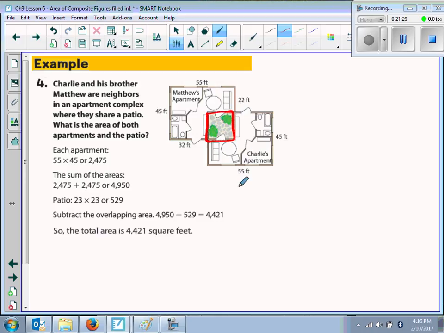Okay, so if you look here, the area of their apartments are the same. So each apartment is 2,475 feet squared. There's 2 of them, so together the total area is 4,950. Then we want to find the area of the patio, which is 23 feet times 23 feet, and that is what we're going to subtract from the total to get our final area.